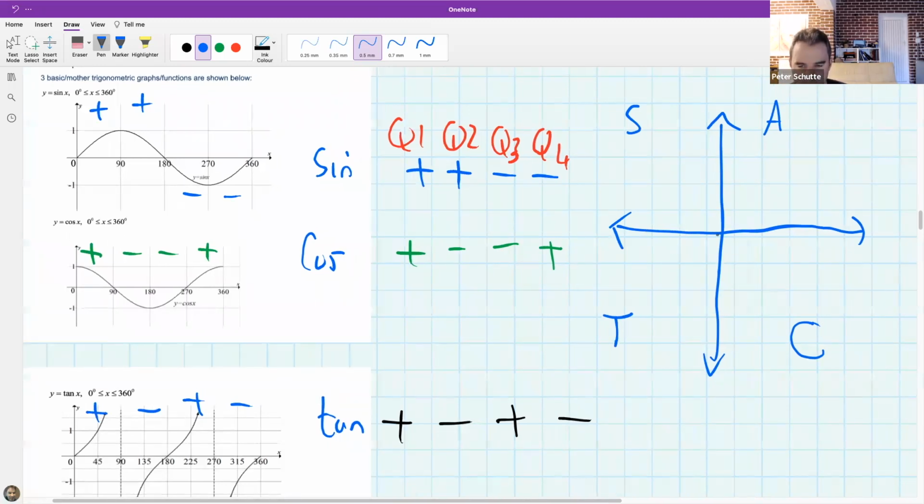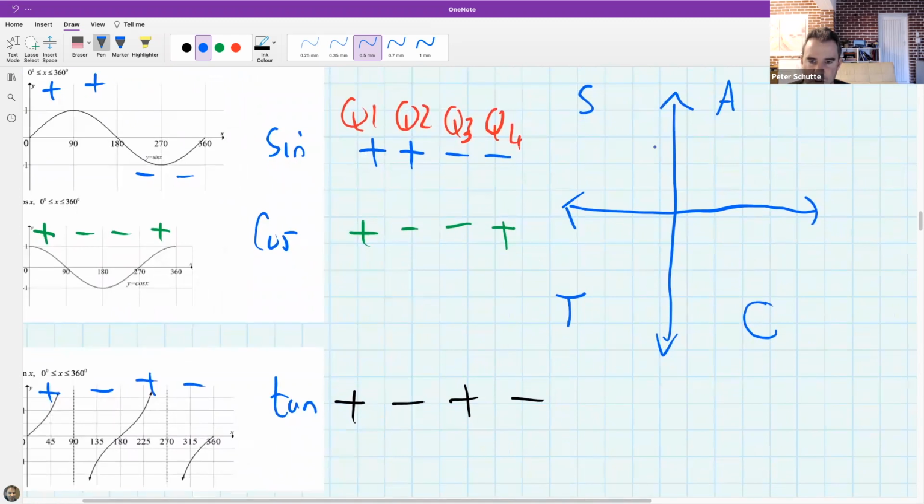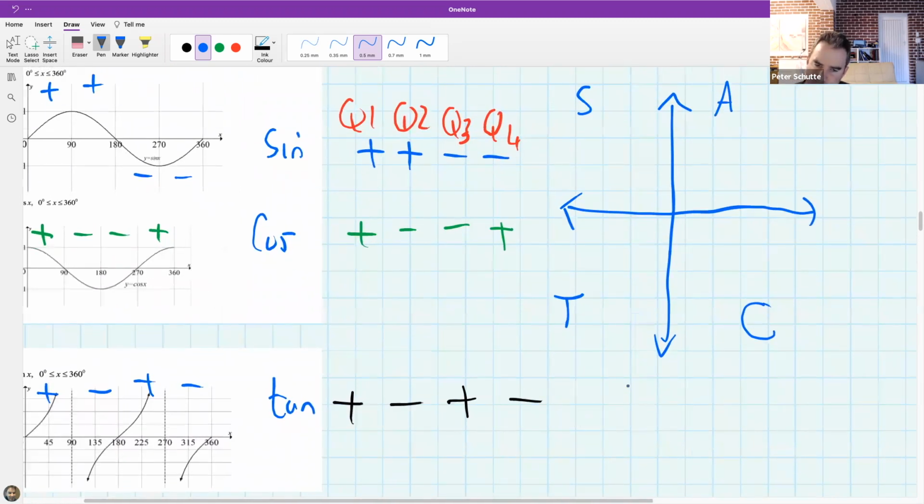So what the CAST diagram says is if you have a trig ratio with an angle in the first quadrant, it will be automatically positive. If your angle is in the second quadrant, only sine will be positive, but all the other trig ratios will be negative. So let's put this to the test. In our calculators, we are going to type the sine of 150.